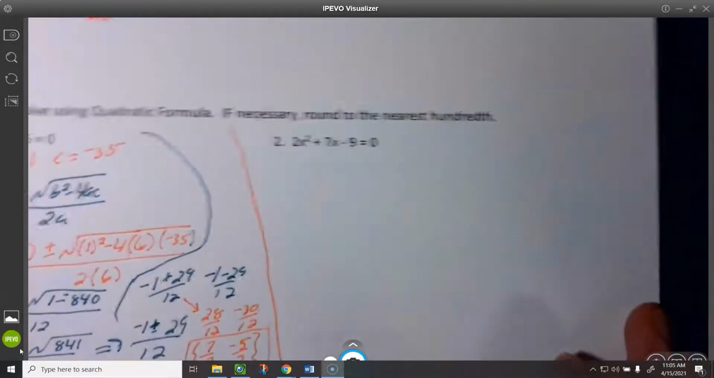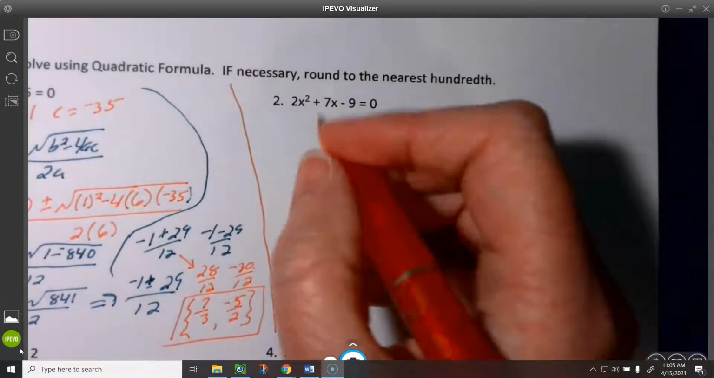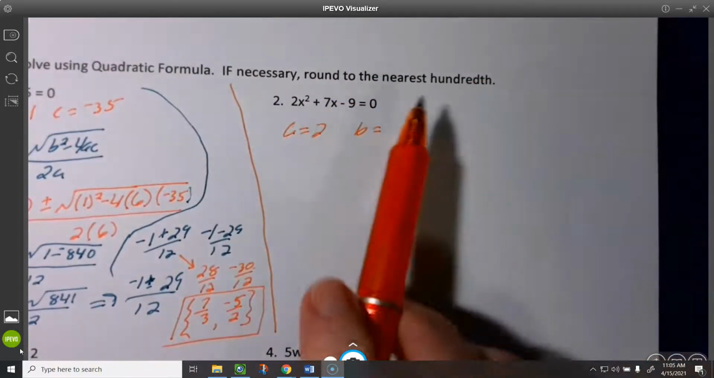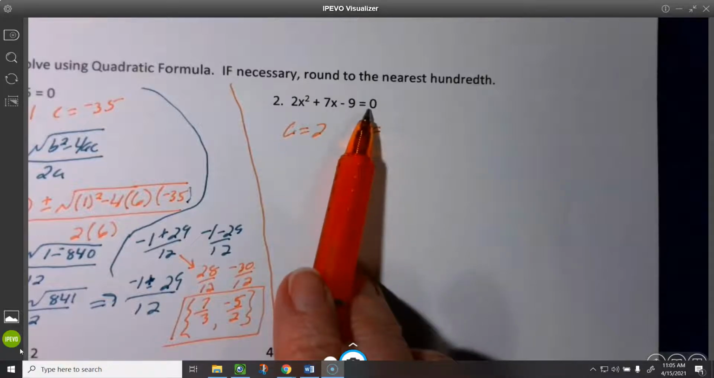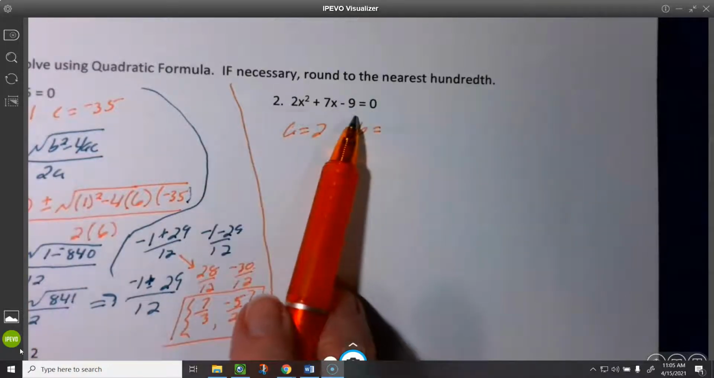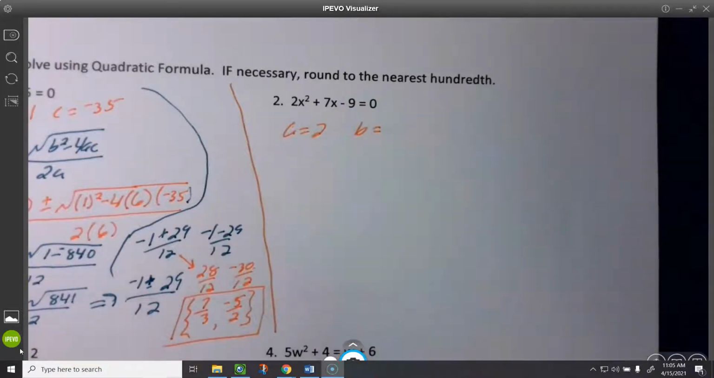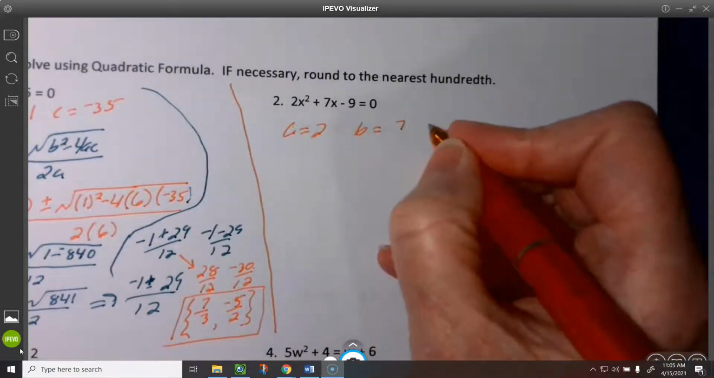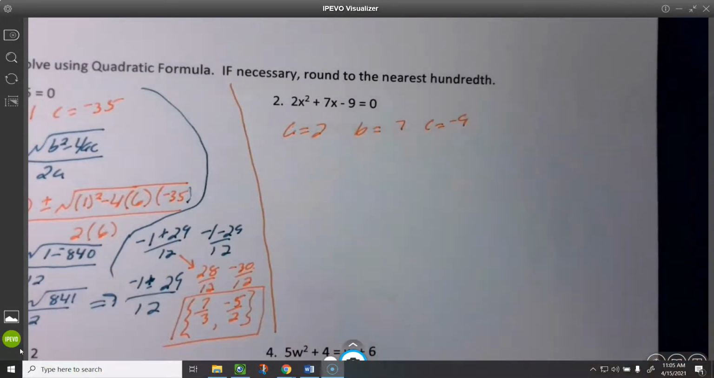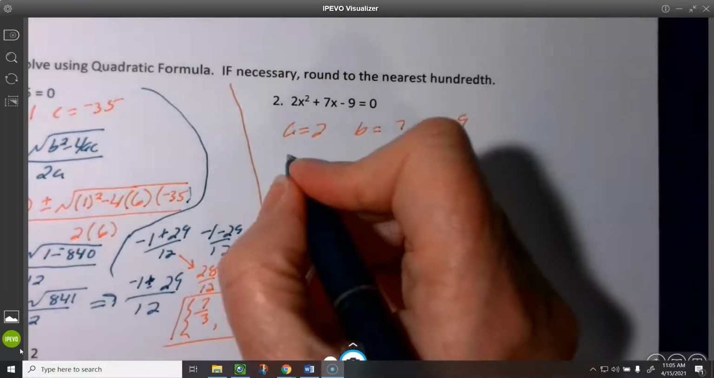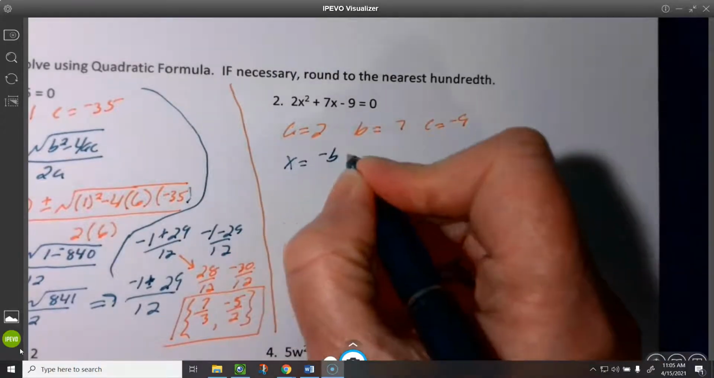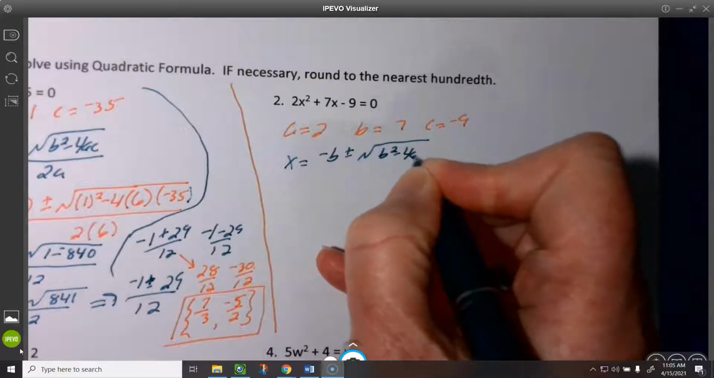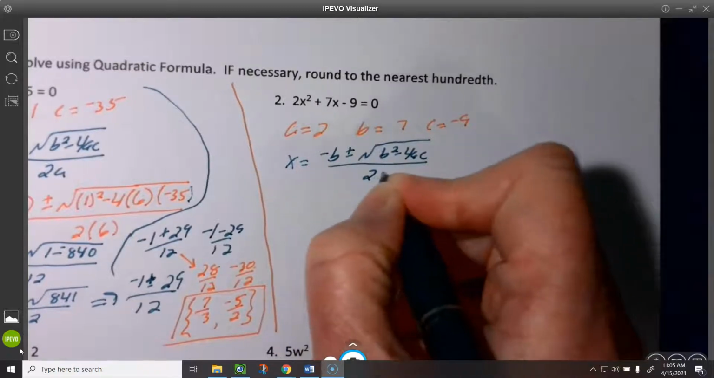Write down what A, B, and C are to begin with. Oh, hold on. We should always check. We have to have 0 on one side by itself. That one worked out, that one worked out. But you'll have some coming up that will not work out. So you always have to get everything on one side, 0 on the other. B is 7, C is negative 9. Okay, write out the formula. Sing it. Here we go. X equals negative B plus or minus the square root B squared minus 4AC all over 2A.